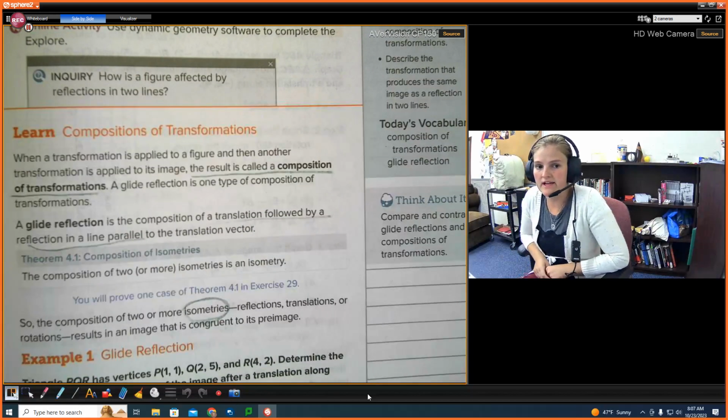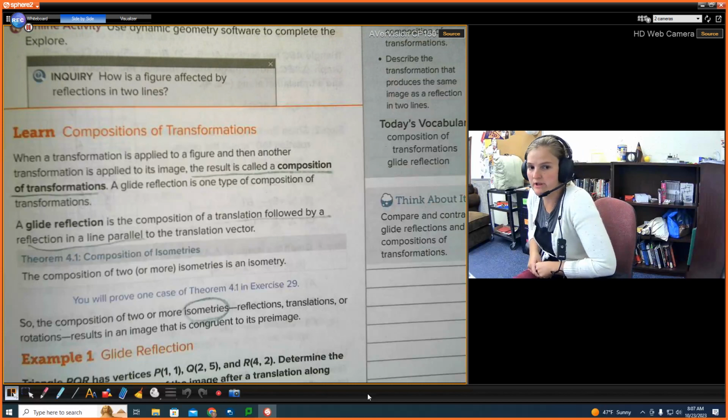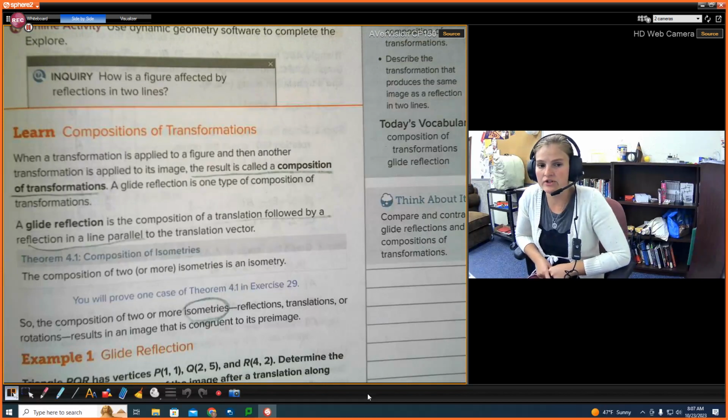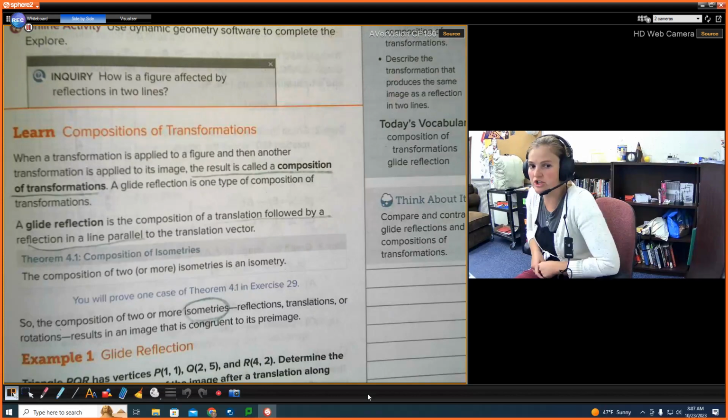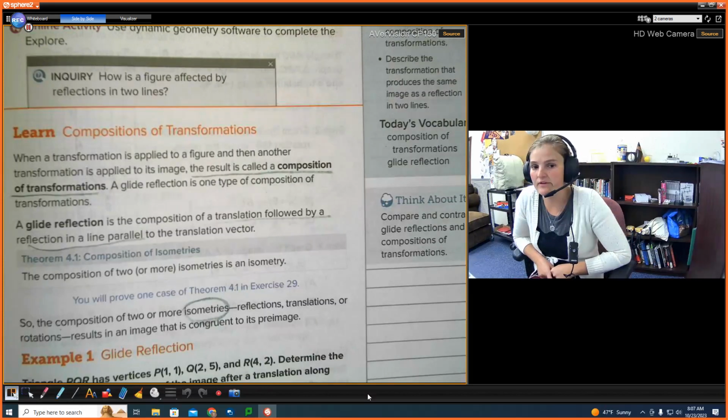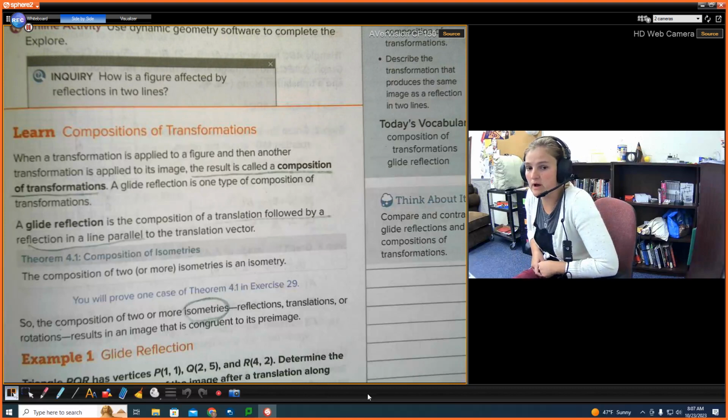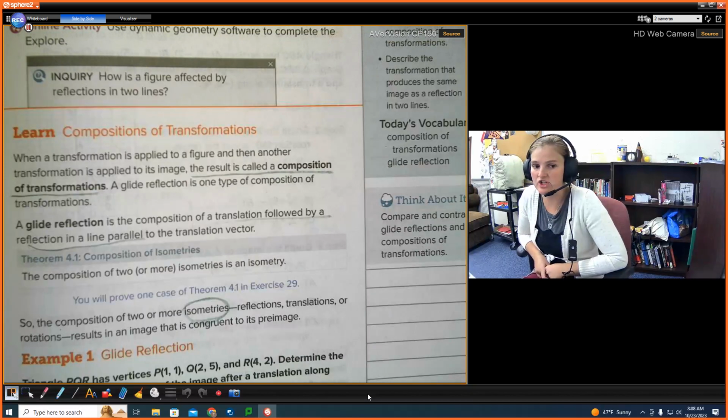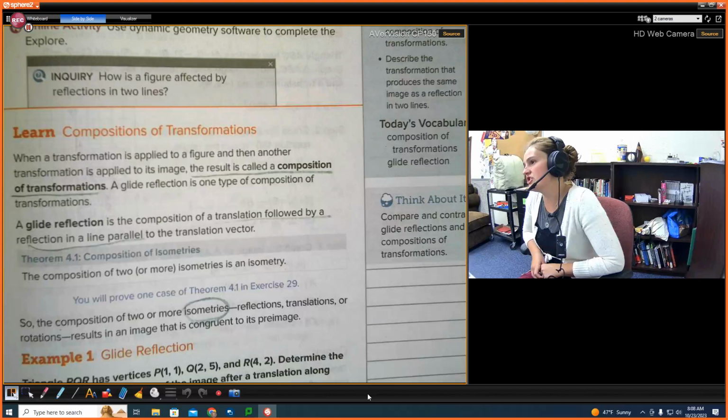Okay. So it says when a transformation is applied to a figure and then another transformation is applied to its image, the result is called a composition of transformation. A glide reflection is one type of composition of transformation. So a glide reflection is the composition of a translation followed by a reflection in a line parallel to the translation vector. So composition just means to combine more than one thing.